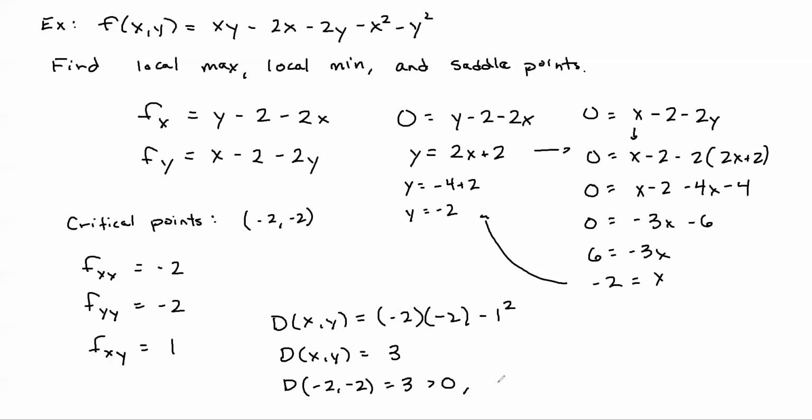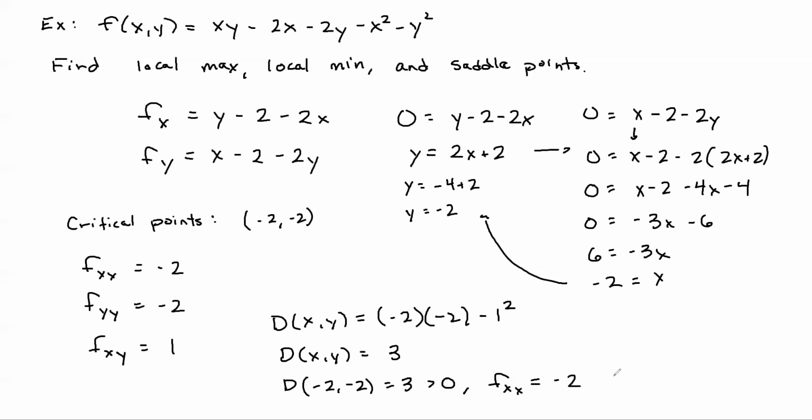Okay, sorry, D is equal to 3, which is greater than 0. So that tells us our concavities agree. We're going to have a max or a min. And then the question is, which do we have? Well, we look to the second partial with respect to x for that. That's equal to negative 2.